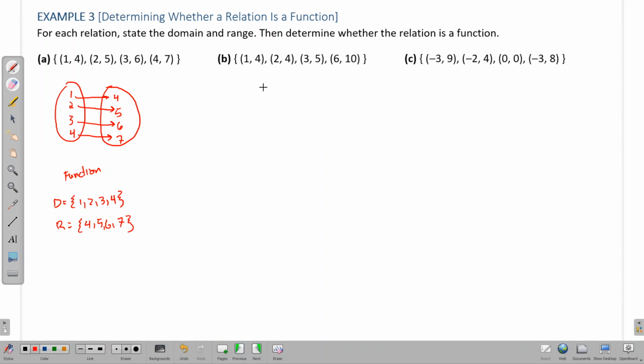Okay, next one. So let's do this one without doing the mapping here. So basically the idea is this: no input value can be used more than once. In other words, none of the x coordinates can show up twice. So that's really all we have to look at. We don't need to look at the y's at all. Just look at the x's. Each x is unique. 1, 2, 3, 6. No x is repeated, so therefore it is a function.